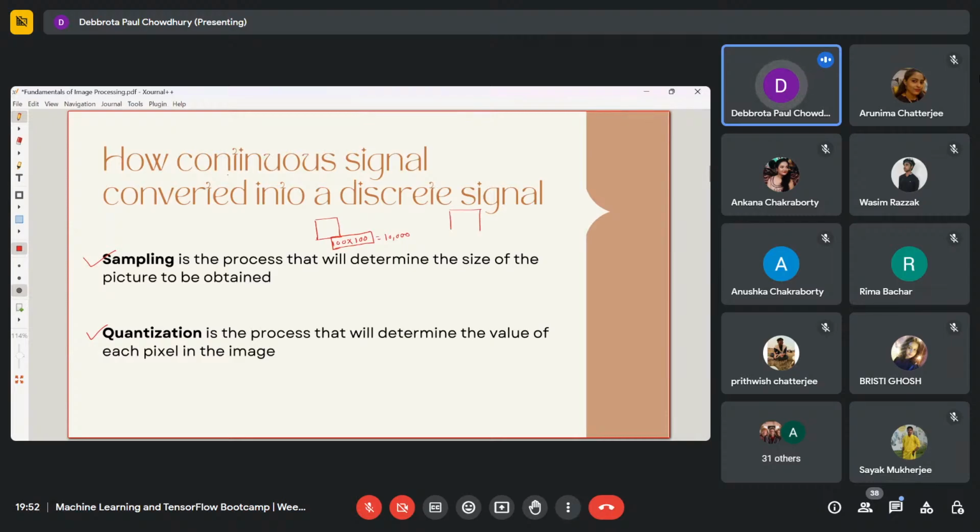If the image size is, let's say, 4,000 by 1,000, then the sampling is more than this. For this image, the samples are more than this. So the number of pixels is what? 1, 2, 3, 4, 5. 4 into 10 to the power 6 pixels. So it has higher samples, meaning the number of pixels is more. That's why you will get a clear image for this one, right?